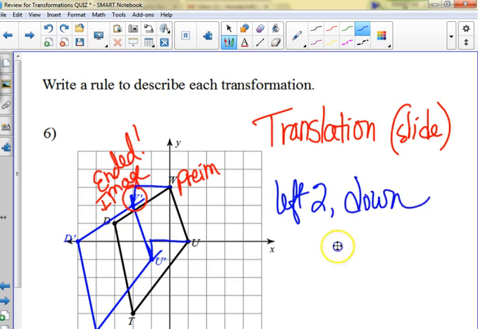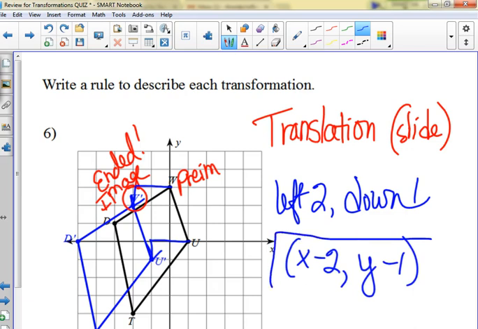Now, they're going to probably have a rule. So you would write the x went to the left 2 and the y went down 1, and you would have to look for this choice. Everybody okay?